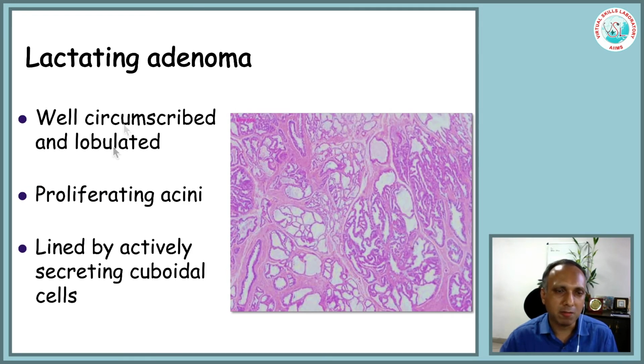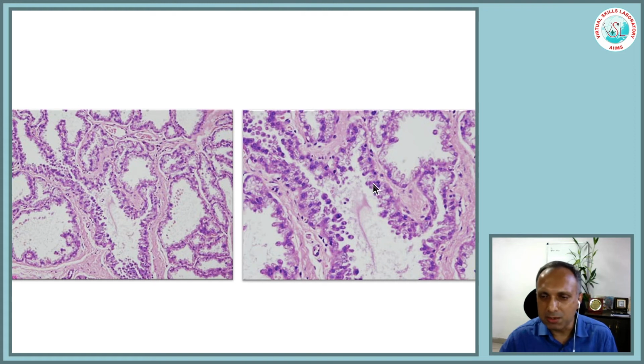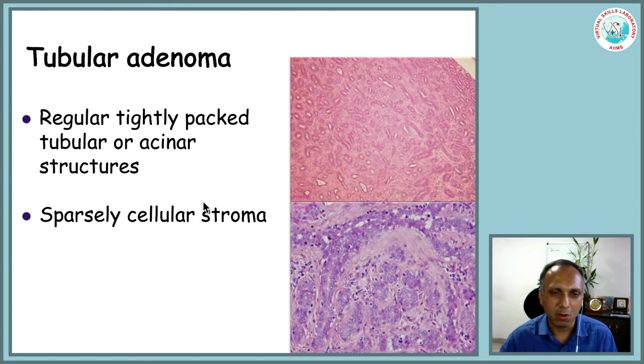Lactating adenoma is a well circumscribed lesion. You have proliferating acini lined by actively secreting cuboidal cells, which have apocrine changes and snouts and secretions within the lumen. This is another picture. As you can see, there is hobnailing of these cells which seem to drop off from the epithelium, and there is proteinaceous secretion. This is a typical lactational adenoma.